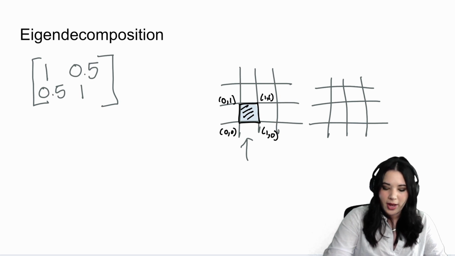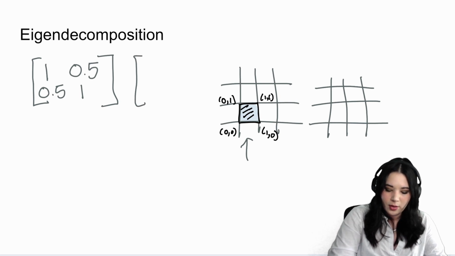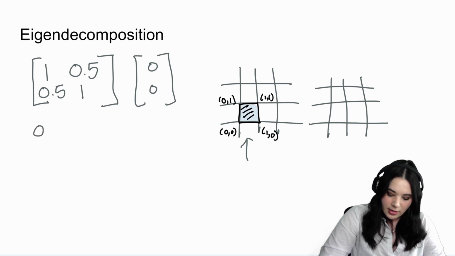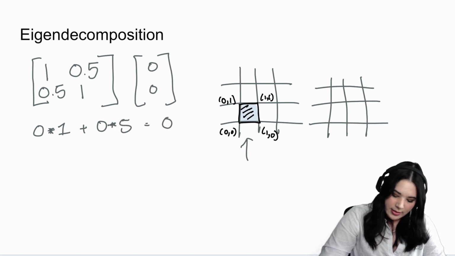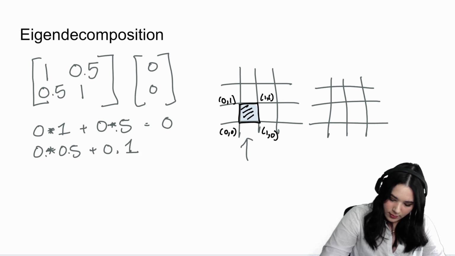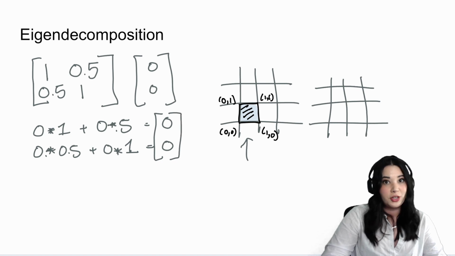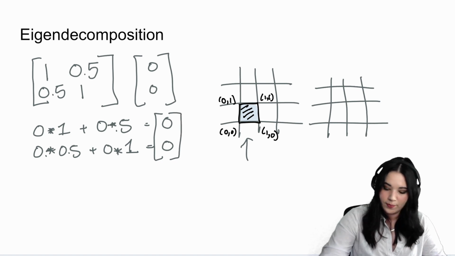So let's start with the bottom left corner, 0, 0. We are going to multiply this vector by this matrix, and I'll do this one by hand because it's very easy. So we're going to get 0 times 1 plus 0 times 0.5 equals 0. And then 0 times 0.5 plus 0 times 1 equals, make sure that's a multiplication, 0. So our new point is actually our old point, the vector 0, 0. So I'm going to add that to our new graph here.